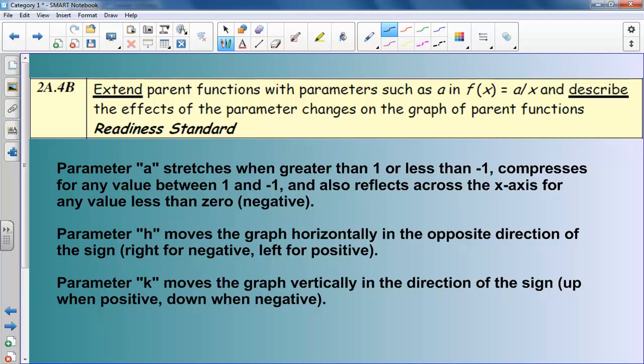So anytime we talk about parameter changes here, your original is the parent function. So if you don't know your parent functions, then you don't know what to compare the question to, because you're always comparing back to that original parent function, which is why that's a supporting, but it's necessary.